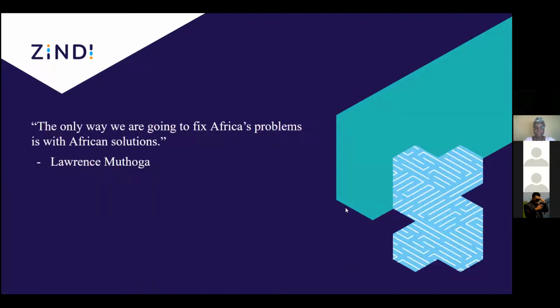So just a quote to share is, the only way we are going to fix Africa's problems is with African solutions. So as mentioned, data that is available on the Zindi platform is data that is derived from Africa, and we want to help solve these problems in Africa by using data and tech and AI, and that's why we have established this. We saw this gap, and we are pushing towards solving Africa's problems using African data. So that's a quote we can take from Lawrence Muthonga.